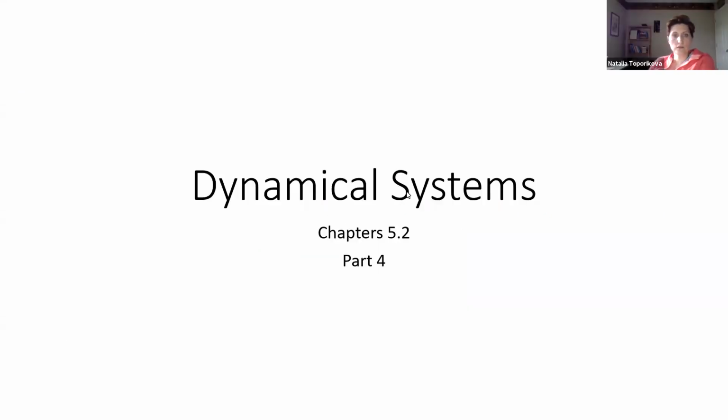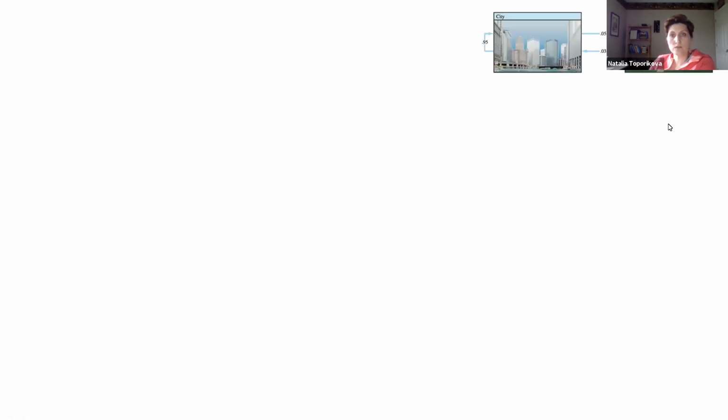So this is the fourth and final part of chapter 5.2, and we will talk about dynamical systems and how to use eigenvalues and eigenvectors to solve dynamical systems and make predictions. We will start with our problem, which we saw a couple of weeks ago, when we tried to model the movement of the population from the city to the suburbs of some region.